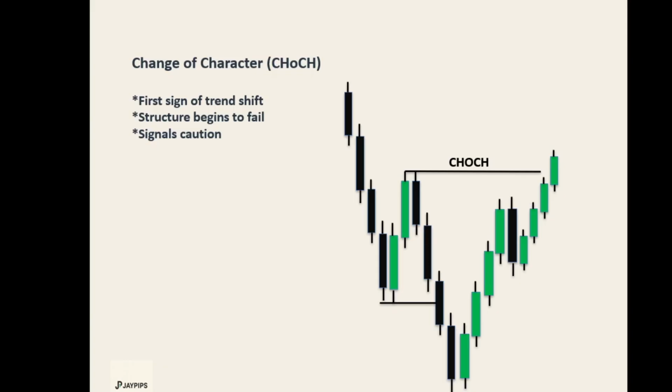And again, I want to say this is a signal of caution. This is just telling you, be conscious, be careful. The trend is about to shift.